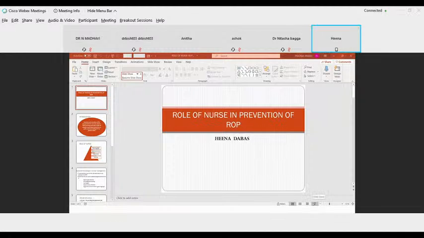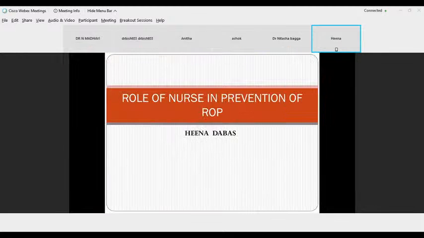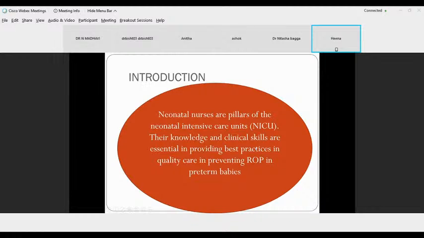Now we will discuss the role of the nurse in prevention of ROP. As we know, the neonatal nurses are the pillar of NICU, and their knowledge and clinical skills are essential in providing best practices, improving the quality of care and thereby reducing ROP.